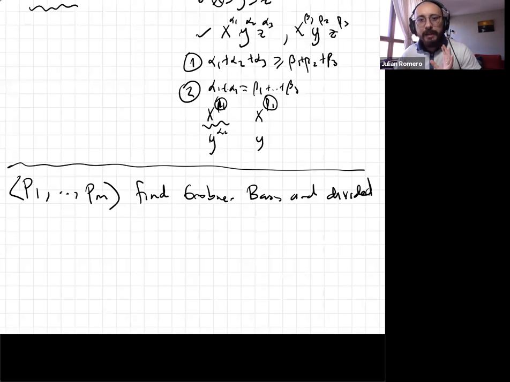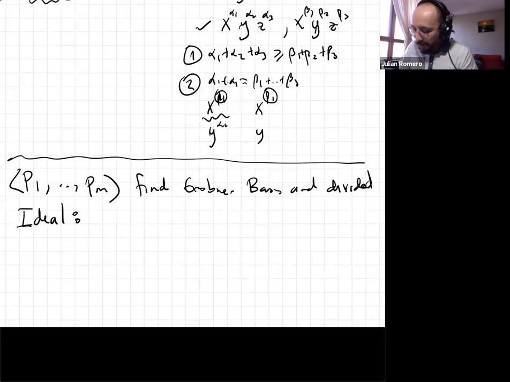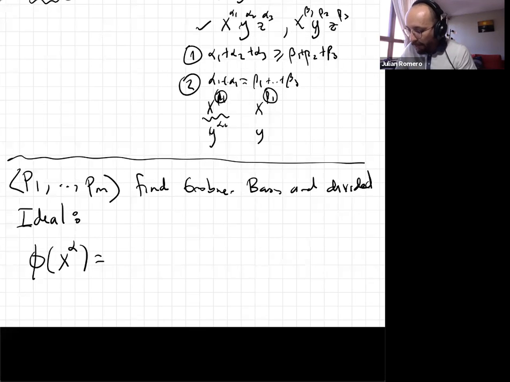Let me make a last definition here. When I say this is an ideal, an ideal of polynomials is just all possible polynomial combinations of those polynomials. It's like the span, but in the polynomial version. And what the reduction phi is trying to do, with the remainder, is find a polynomial in this ideal.